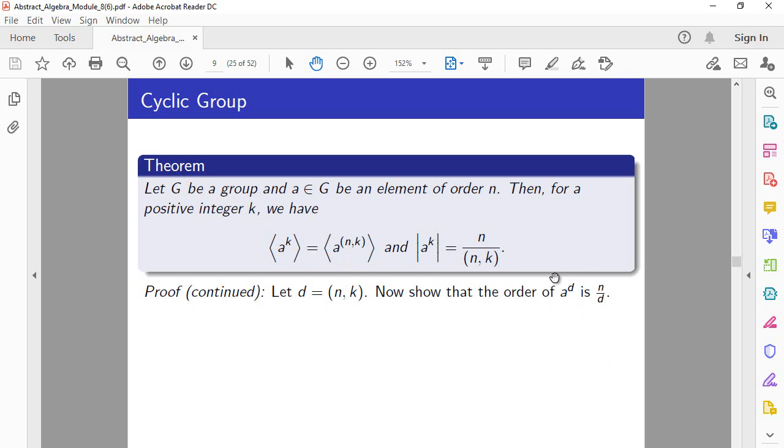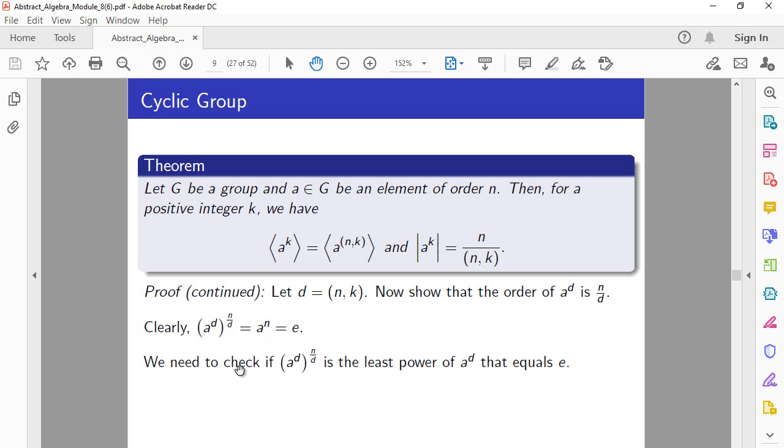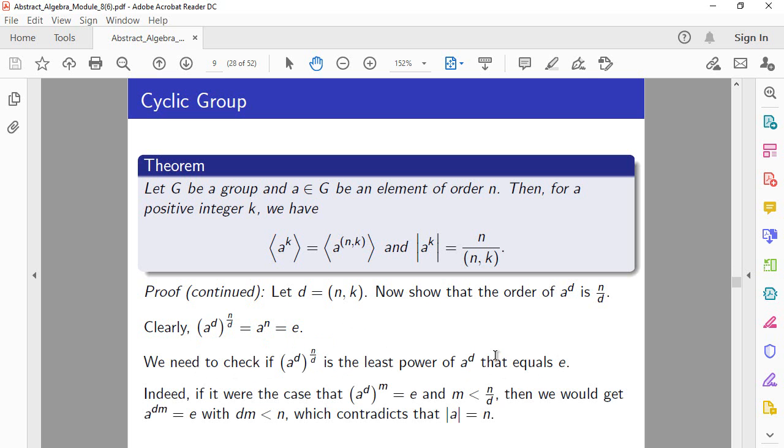So how do I show that the order of a to the d is n over d? Well, first of all, notice that a to the d to the power n over d is equal to a to the n, which is the identity. So this n over d power of a to the d gives us the identity. So now we have to show that n over d is the least power of a to the d that's equal to the identity. So we need to check that.